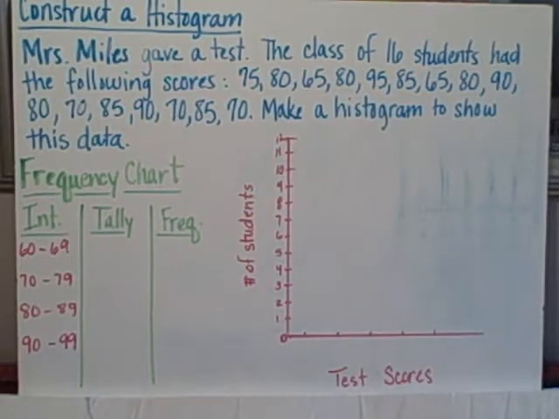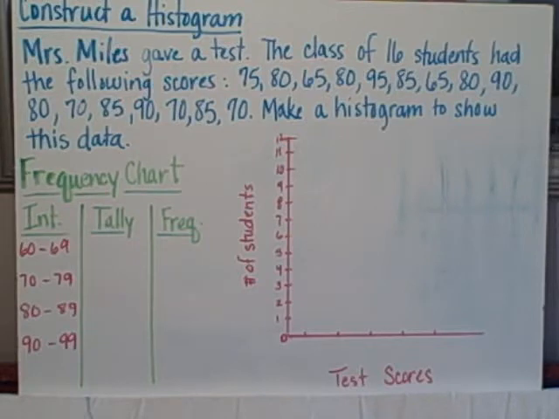In the question, Mrs. Miles gave a test. The class of 16 students had the following scores: 75, 80, 65, 80, 95, 85, 65, 80, 90, 80, 70, 85, 90, 70, 85, 70. What we're asked to do is to make a histogram that will show this data.